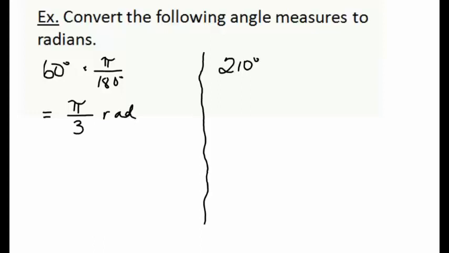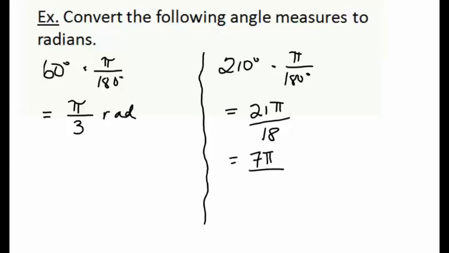Next, let's look at 210 degrees. Once again, we'll multiply by the ratio pi radians over 180 degrees. Let's next remove the factors of 10 from 210 degrees and 180 degrees. From here, 21 and 18 both share factors of 3, so let's remove them as well. 21 divided by 3 is 7, and 18 divided by 3 is 6. So our final radian measure for 210 degrees is 7 pi over 6.